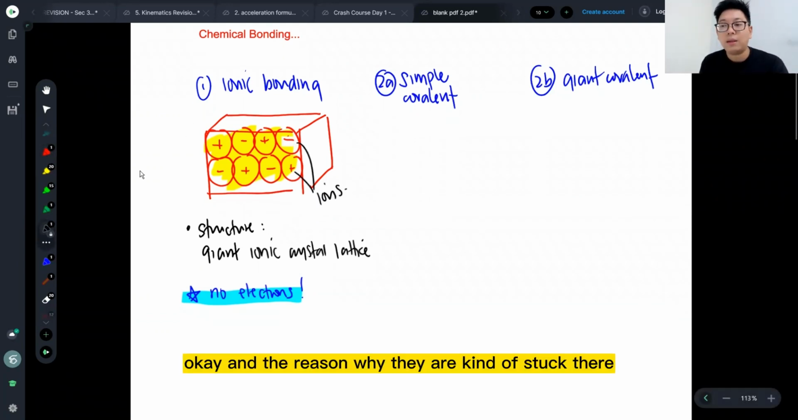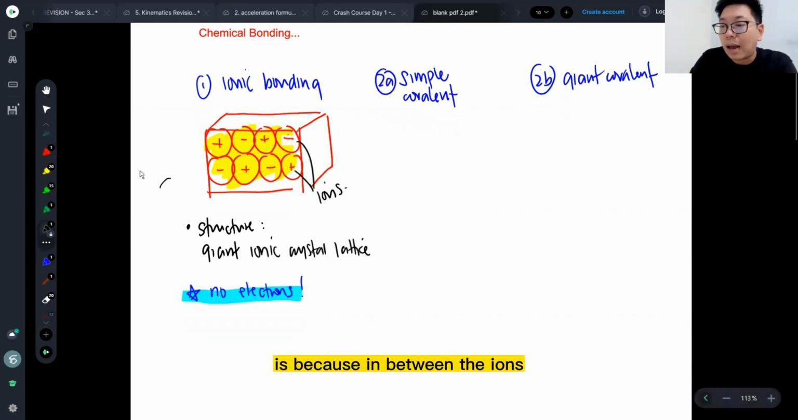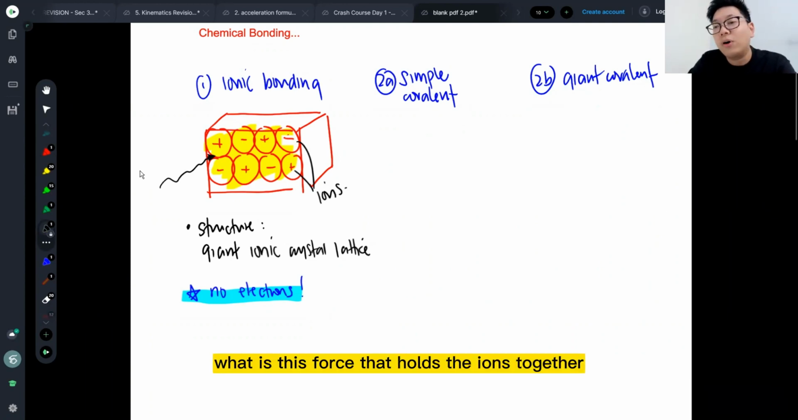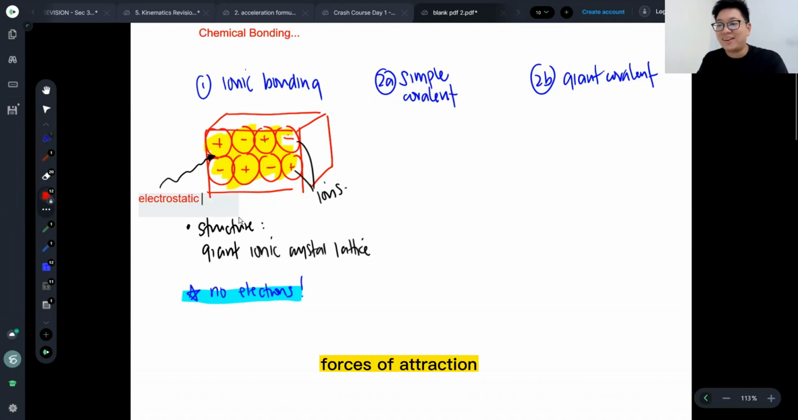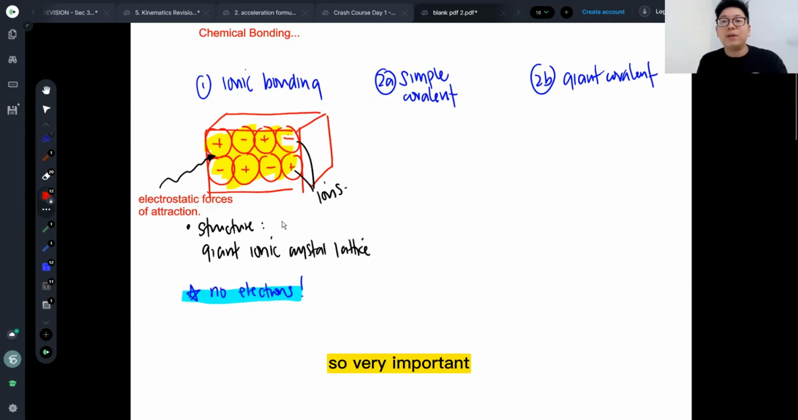And the reason why they're kind of stuck there is because in between the ions, what do you have? What is this force that holds the ions together? Electrostatic forces of attraction. Now, I need you to understand this because I have seen some students type something else. So very important.